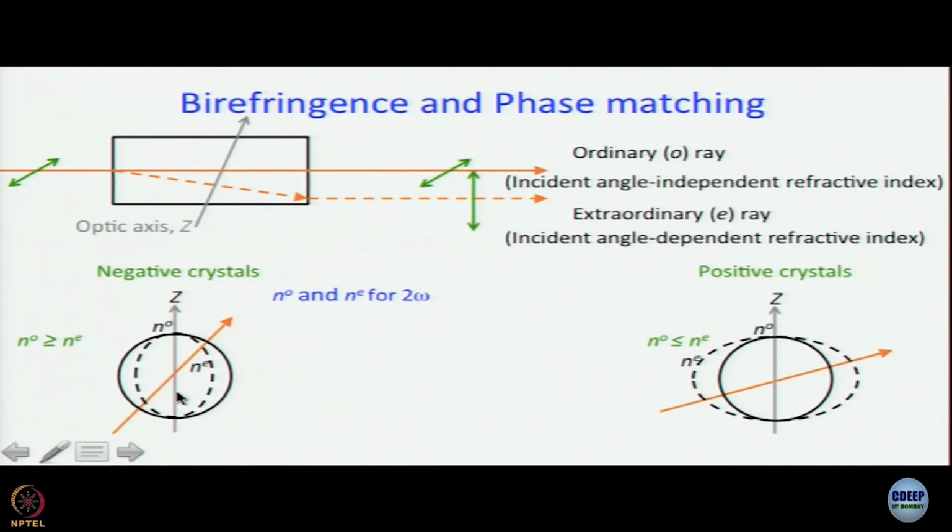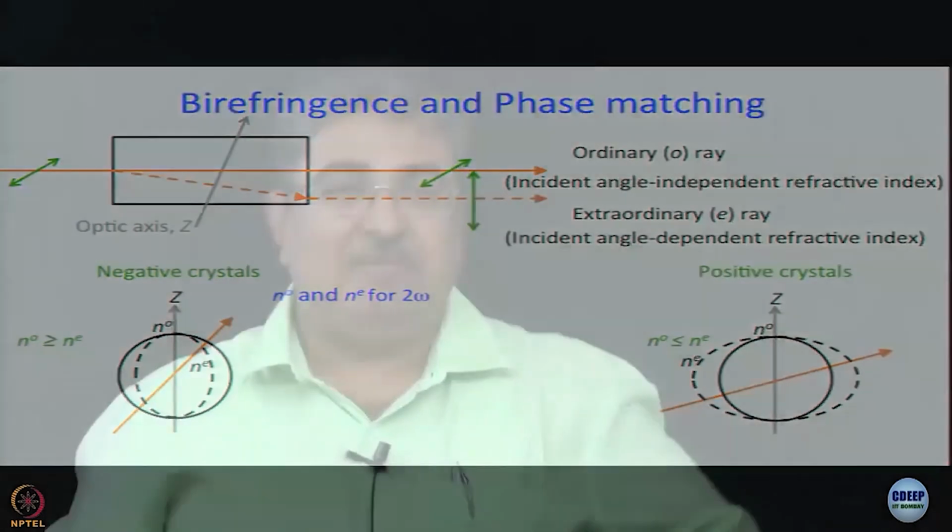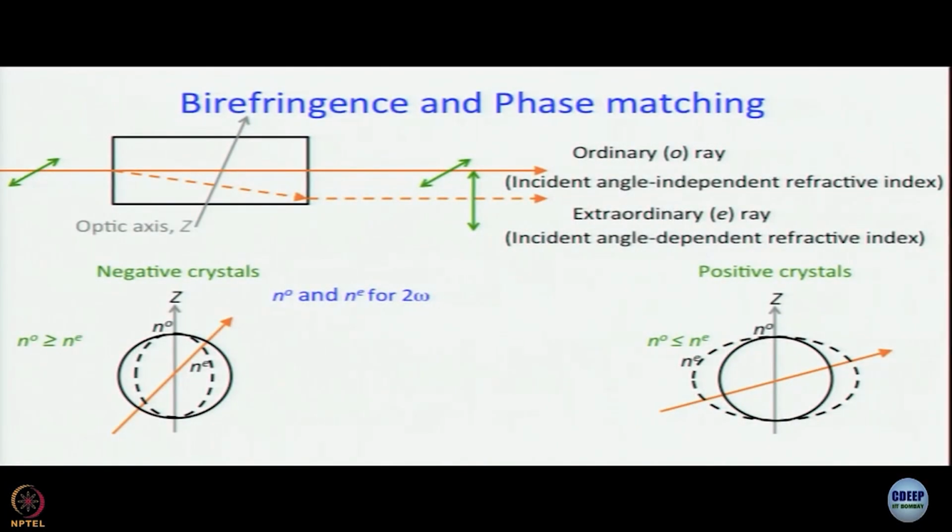The first one, where NO, the refractive index for the ordinary ray, is greater than or equal to that for the extraordinary ray, those crystals are called negative crystals. And the second case, where the refractive index for the ordinary ray is less than or equal to that for the extraordinary ray, we call them positive crystals. So far so good, we have understood this diagram.